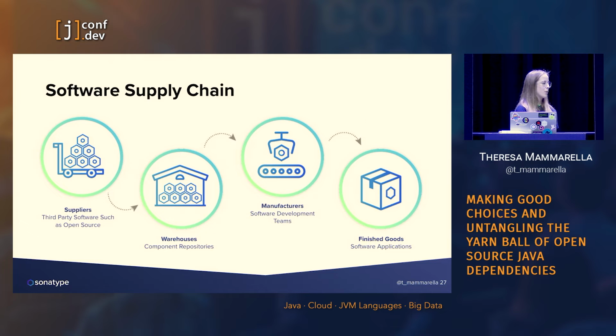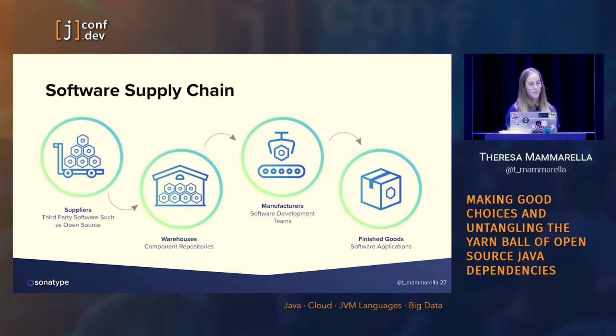So at least in the Sonatype world, we talk a lot about the software supply chain, and this is the concept that the software bill of materials is built upon. I just wanted to touch on what this is quickly and what it means when I say software supply chain. That really is the process of building software in order to ship finished products. So I would compare the suppliers of a supply chain to third-party software like open source components, warehouses to component repositories like Artifactory or Nexus Repository. The manufacturers are the software development teams, and the finished goods are the software applications.